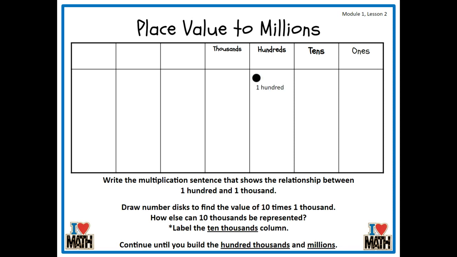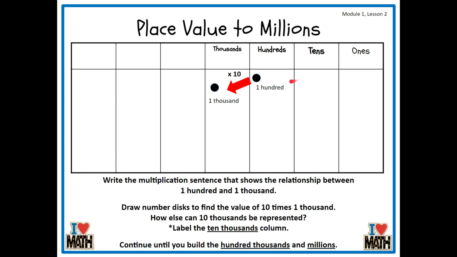We're going to take a look at 100, and I want you to think about the relationship between 100 and 1,000. How is 100 related to 1,000? Another way to say that is, what would I have to do to that 100 to get to 1,000? Think about what we did in lesson 1. What do we have to do to it to get to 1,000? And ready? The answer is multiply it by 10, right?